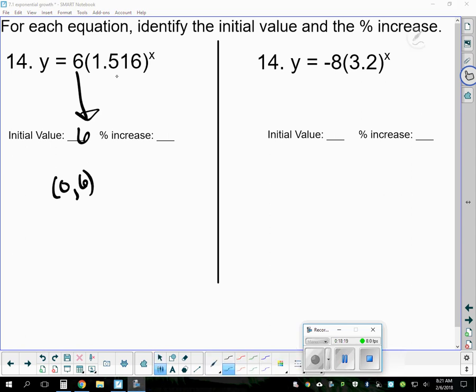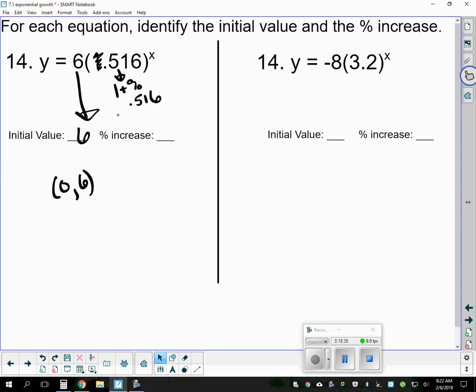Okay, and then this number, remember, represents 1 plus your percent. So 1 plus your percent, that means the 1 right here can go away. You subtract 1 off, you're left with 0.516. But that's not your percent increase. That's already been changed into a decimal. So to change into a decimal, you moved it 2 spots to the left. To get it out of a decimal, you need to move it 2 spots to the right. So that makes it 51.6%. You guys go ahead and try the second one.